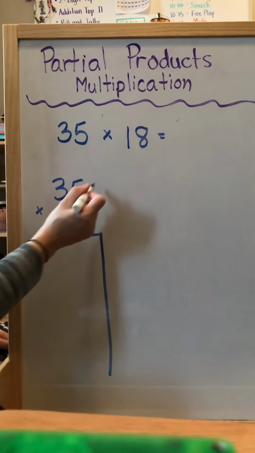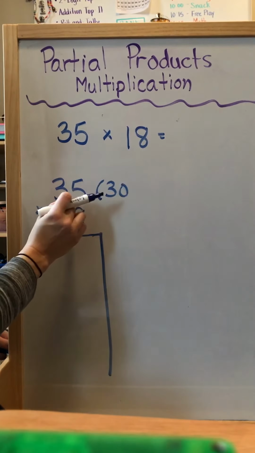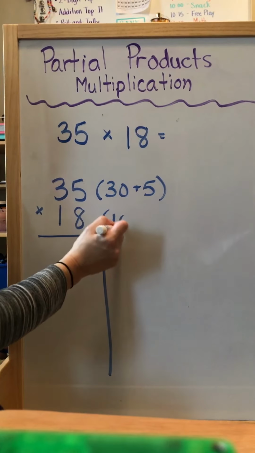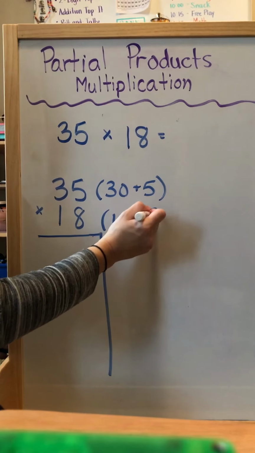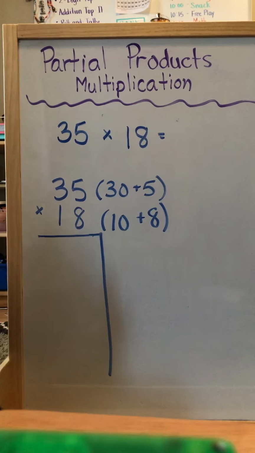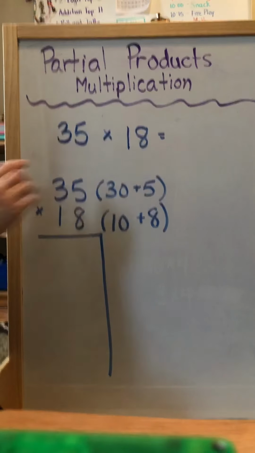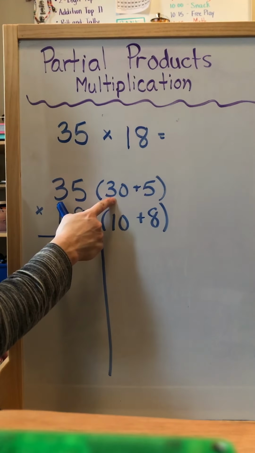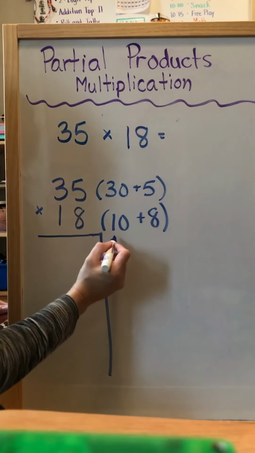Then I'm going to write it in expanded form. 30 plus 5, 10 plus 8. Notice how my number on the bottom has 2 digits, which is a little bit different than before. So I'm just going to be really careful that I'm multiplying always top to bottom so I don't accidentally repeat multiplying numbers or miss numbers. All right, and again, I like to start in the greatest place value. So 30 times 10 is my first matchup.